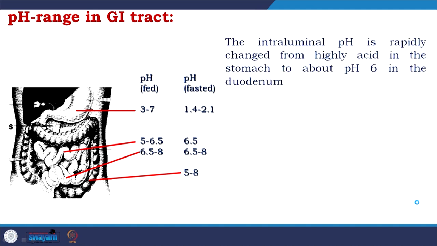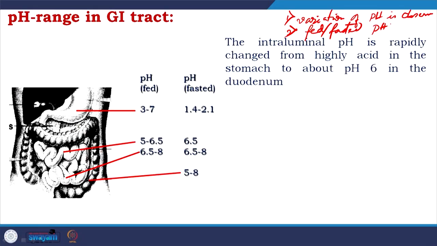The intraluminal pH changes rapidly from highly acidic in the stomach to about pH 6 in the duodenum. So, if you see, there are two things. One, there is a variation of pH observed in the system. Two, between fed and fasted states the pH differs. So, there are two factors. One, throughout the whole journey, the pH changes.